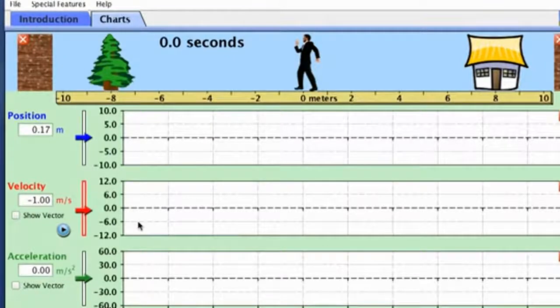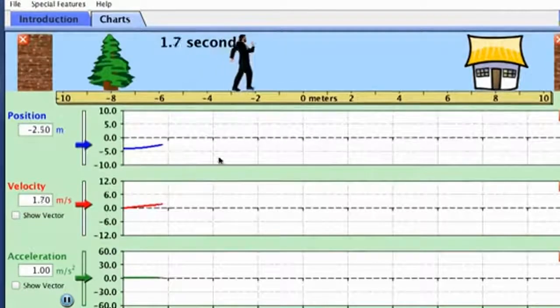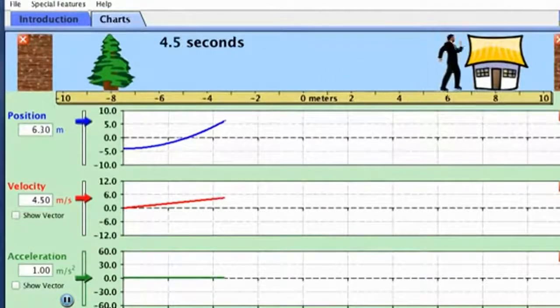Well, let's see what happens when we give him a 0 velocity. Let's start his position off at -4. But we give him an acceleration of a positive 1 meter per second squared. So what is he going to do? He moves off, and notice he gets faster as he goes.